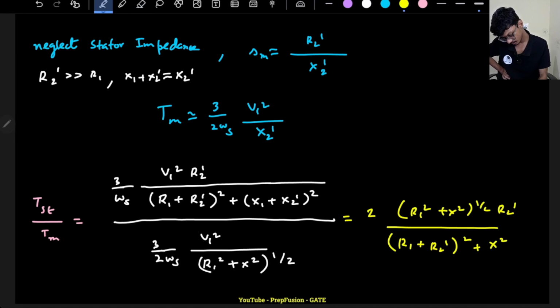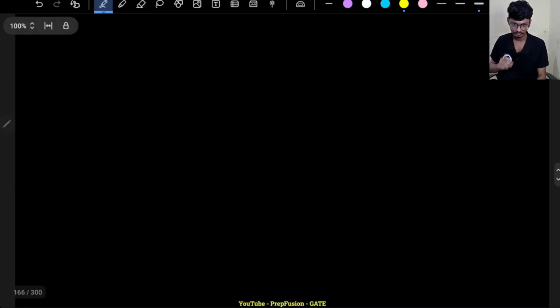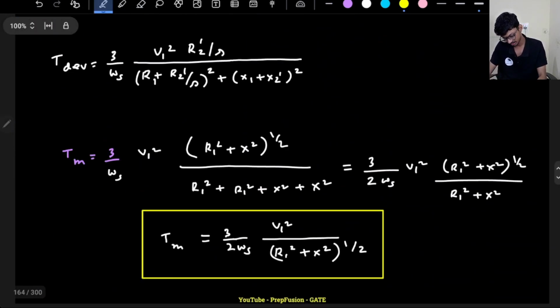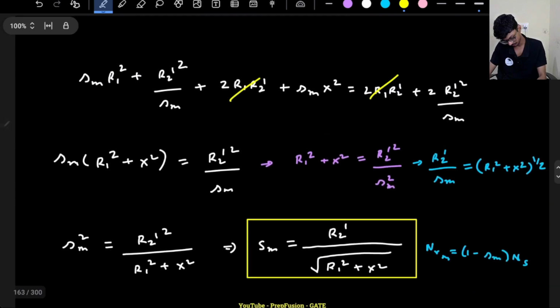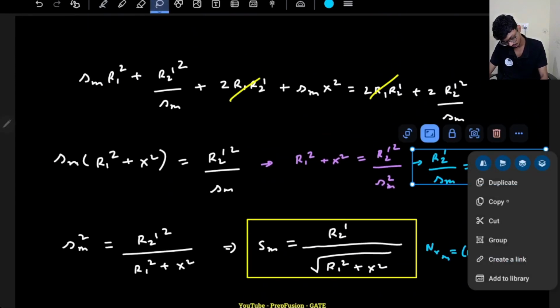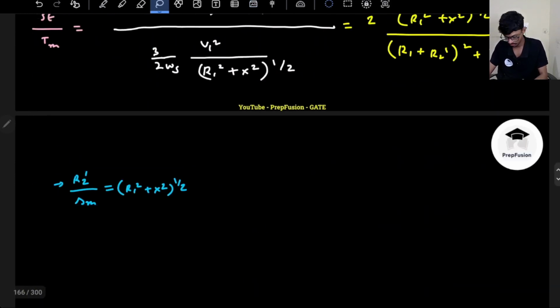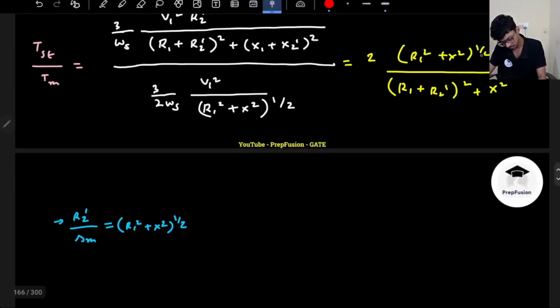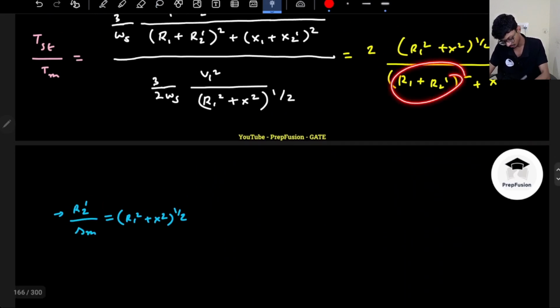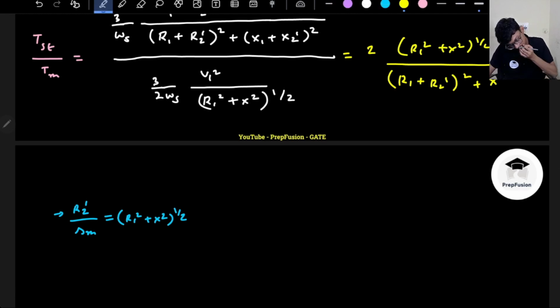Okay, so I want to write this in terms of maximum slip. I know this expression, right? I will copy this expression. I will replace this with R2 dash divided by SM, right? And what is R1 plus R2 whole square? I don't know what it is. Okay, let me just replace this first.